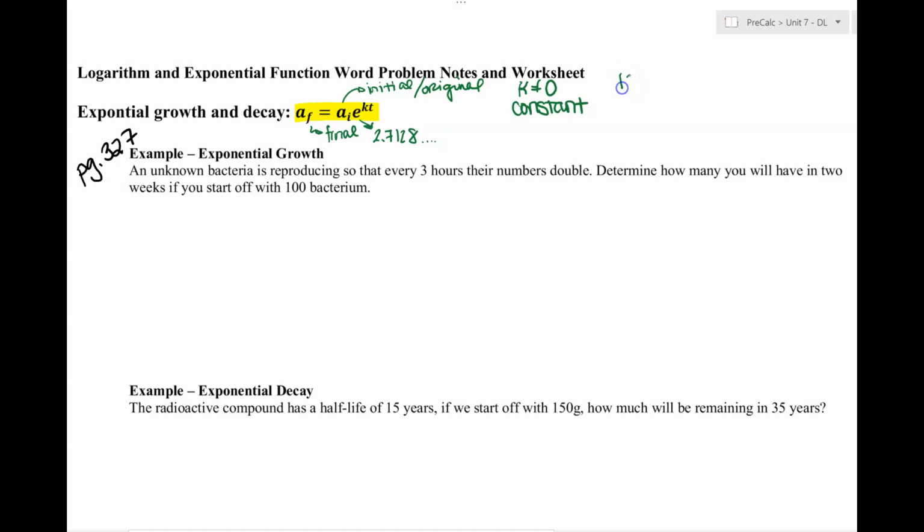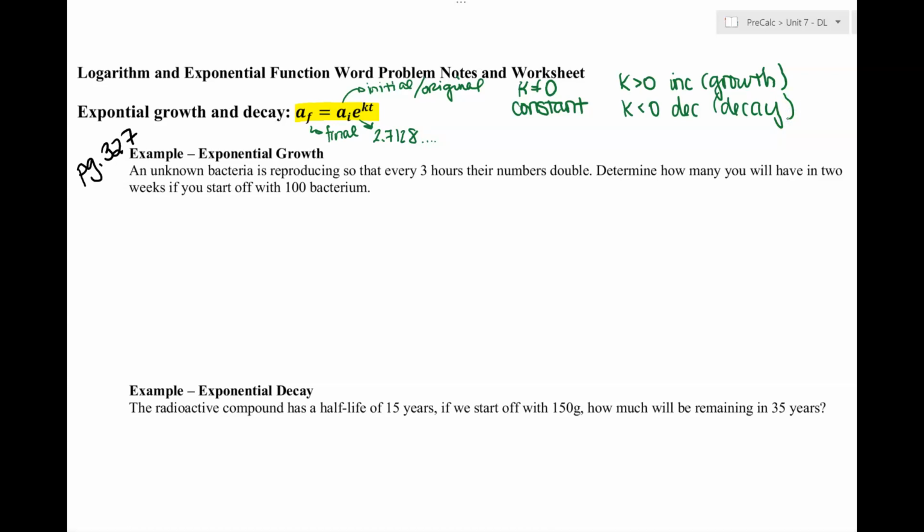Now, if k is greater than 0, that means it is increasing, which means we're looking at growth. If your constant is greater than 0, 1, 2, 3, 4, a million. If k is less than 0, then it's decreasing. We're looking at decay. So if k is negative, that means it is decay, not growth. All right, so let's take a look.